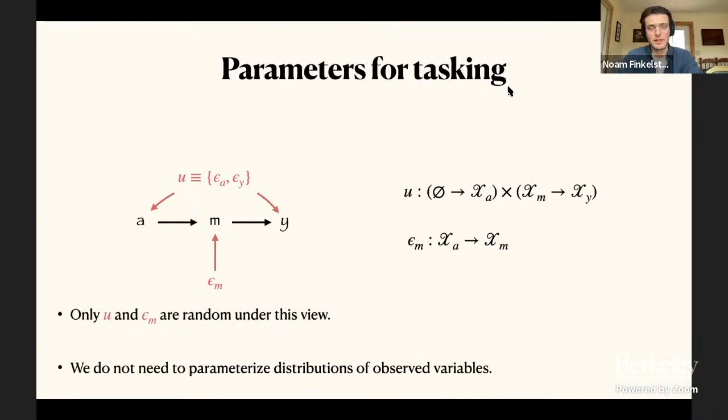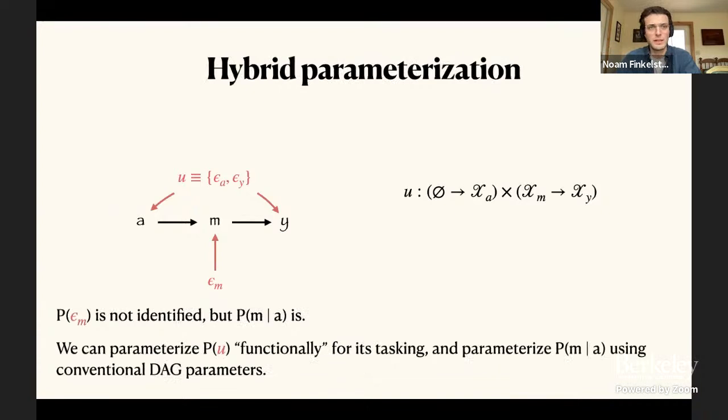If we think about parameterizations, again, one of our goals was reducing unidentified parameters. Once we've done this kind of tasking, only U and epsilon M are random. A, M, and Y are determined by U and epsilon M. And that means we only have to parameterize the marginal distributions of U and epsilon M. We don't have to parameterize anything else. That might reduce the number of parameters, which we'll look at more carefully in a moment.